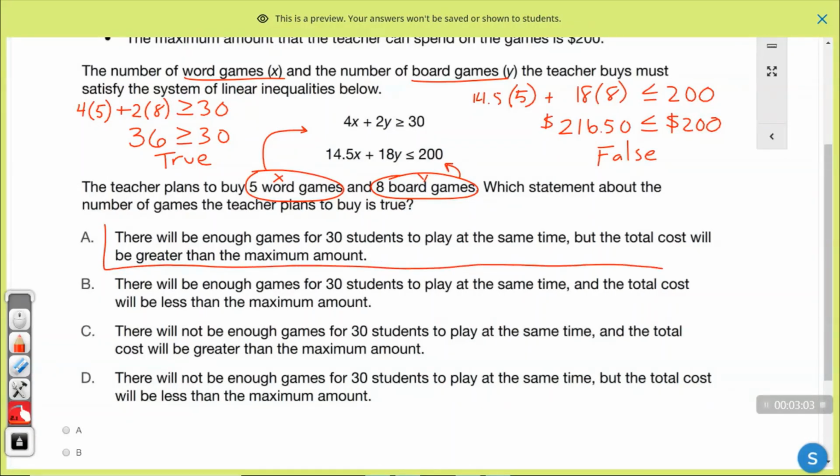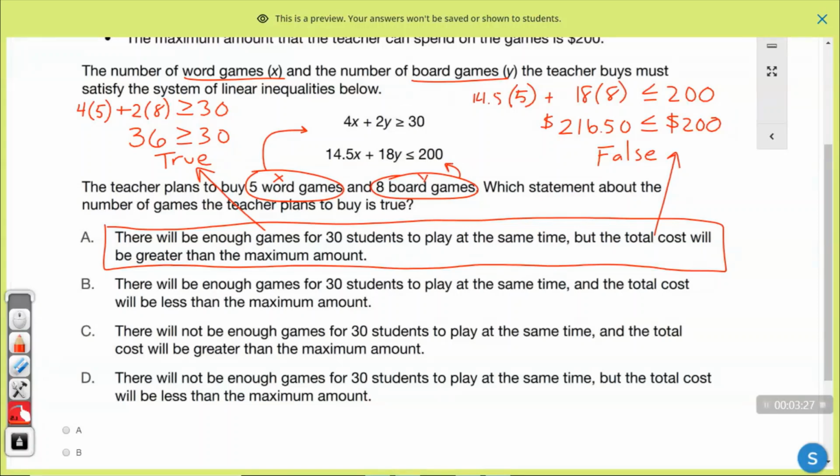All right. I'm going to go further to make sure that the other ones are not true, because you always want to double check that the one you choose is true and the rest are not, to verify that you did indeed pick the right one. But in this case here, that's exactly what we just said. We said that there's enough games because we have 36 games and we needed at least 30, but the total cost here is more than our allowed limit of $200.